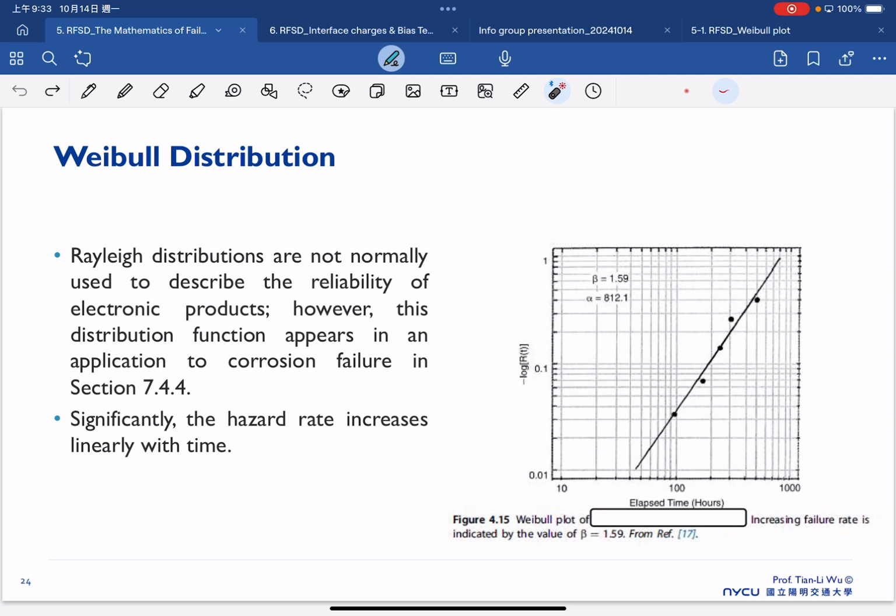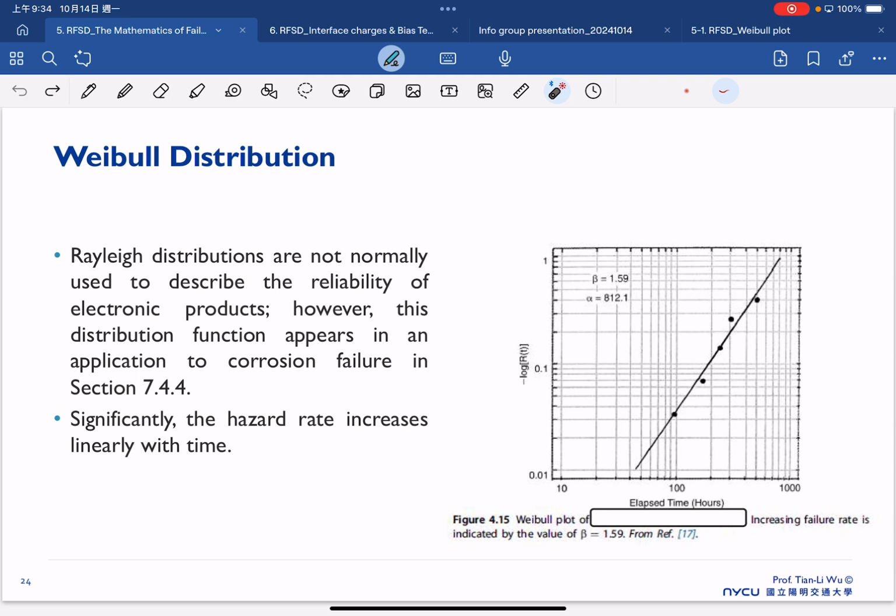Okay, good morning everyone. So last week we already discussed some equations and basic characteristics for three different distributions: the normal distribution, the exponential distribution, the log normal distribution, and the last one, the Weibull distribution. So today we will move on to discuss more about these distributions and how we apply this analysis in the future.